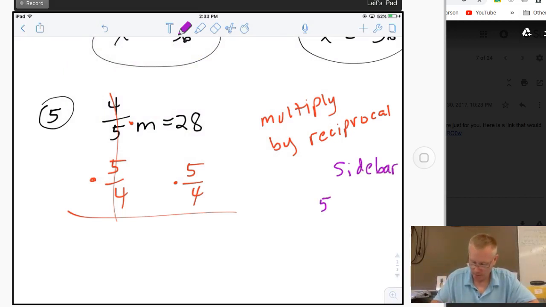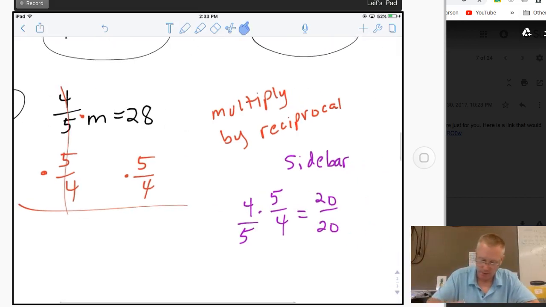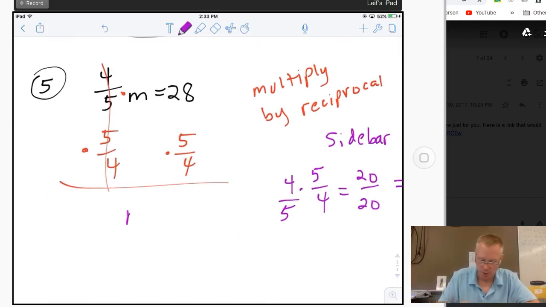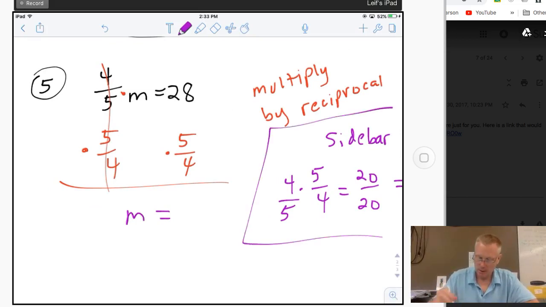If I took 4/5 times 5/4, I get 20 over 20. Multiply the tops together and the bottoms together. And that's 1. All right, so you end up with 1m or just m, which is why I just went straight to the crossing out over there, okay?